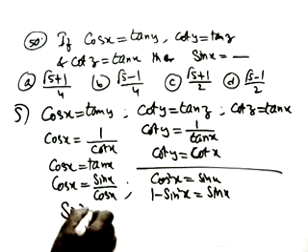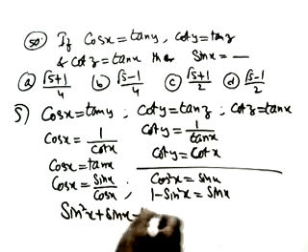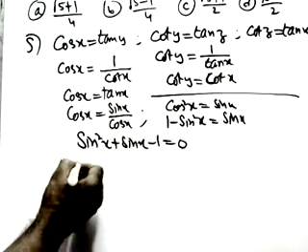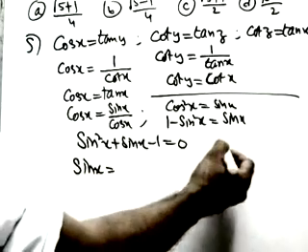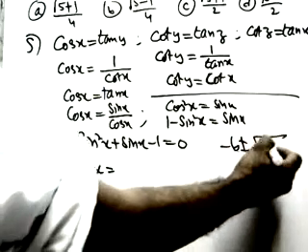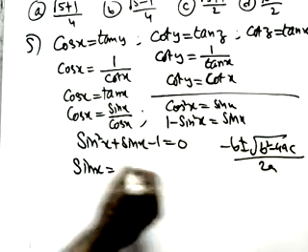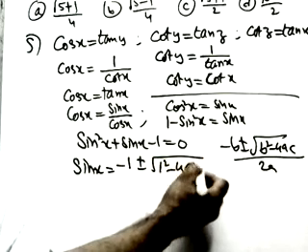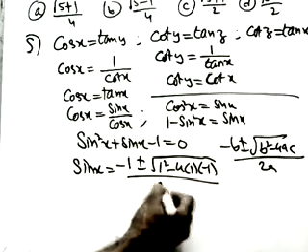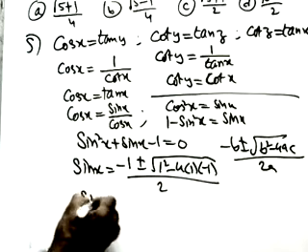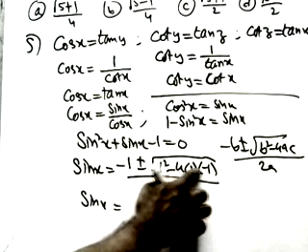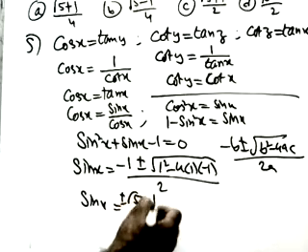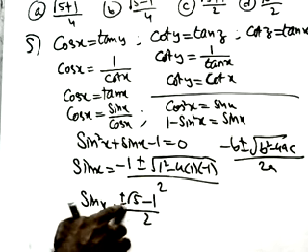Cos square theta is 1 minus sine square theta, equals sine x. Now bring it to one side, it will be a quadratic equation: sine square x plus sine x minus 1 equals 0. We cannot factorize this, so let me use the formula. What is the formula for a quadratic equation? Minus b plus or minus under root of b square minus 4ac by 2a. Minus b is 1, plus or minus under root of 1 square minus 4ac, c is minus 1, divided by 2 into a which is 1. So sine x equals plus or minus root 5 minus 1 by 2.